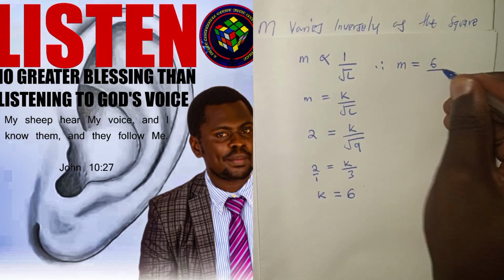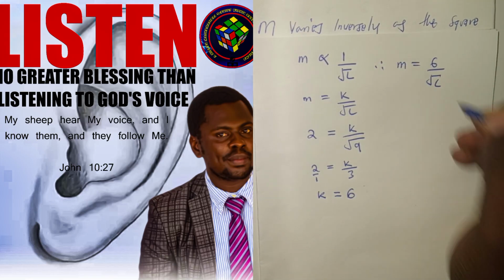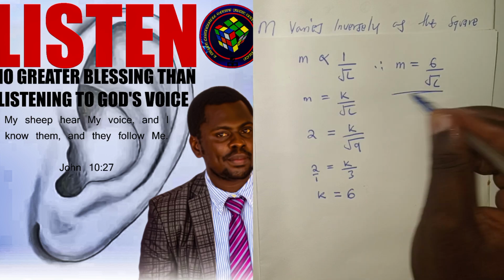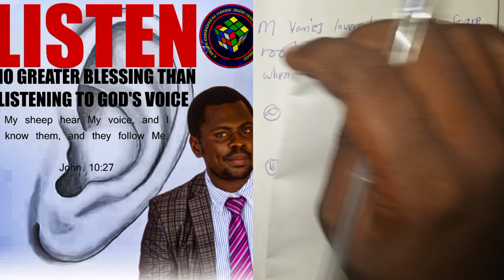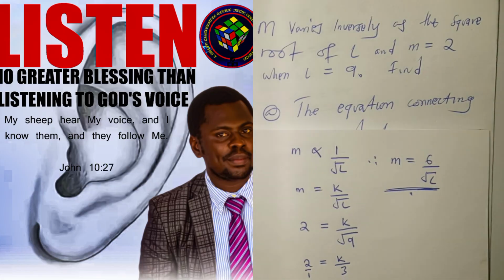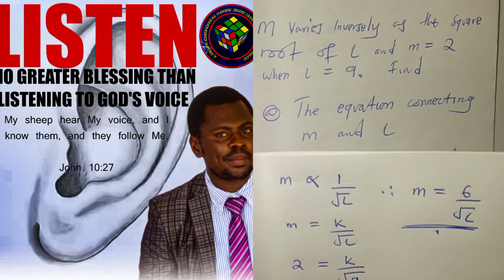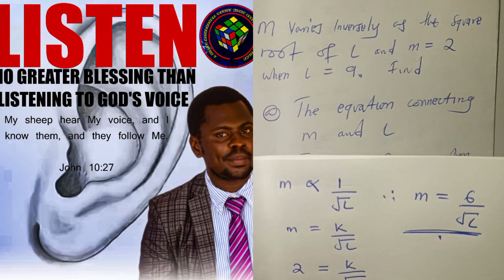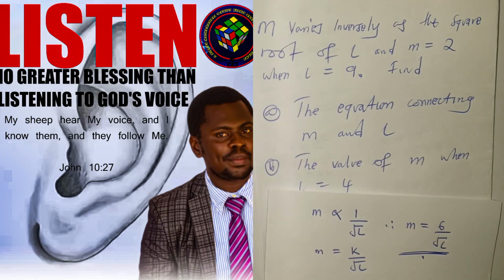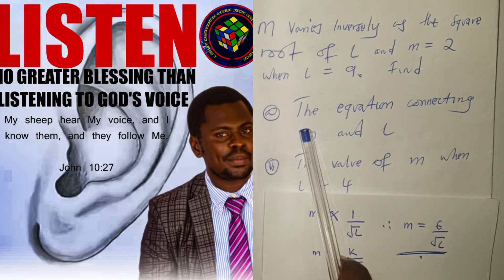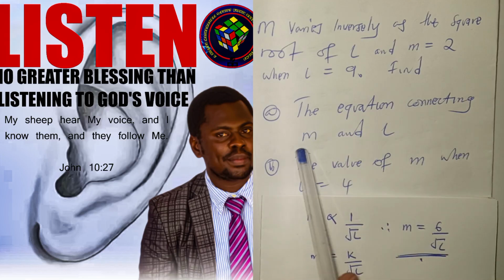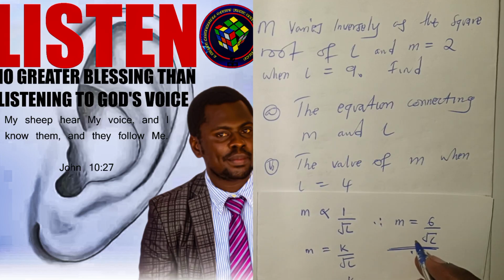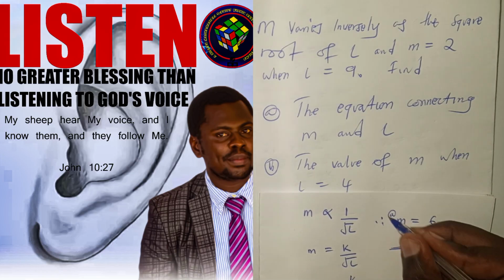So we have 6 over the square root of L. That is the equation we're supposed to use for every question here. M is equal to 6 over square root of L, and this is the first solution. So A, the equation connecting M and L: this is the equation connecting M and L. So that is our A.